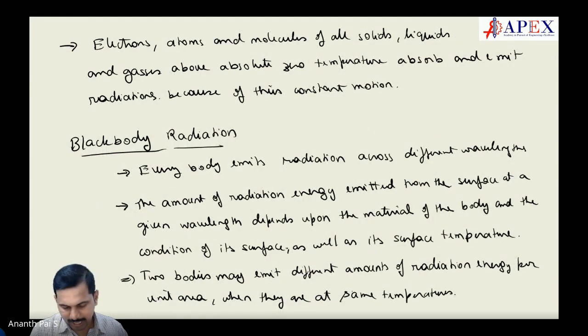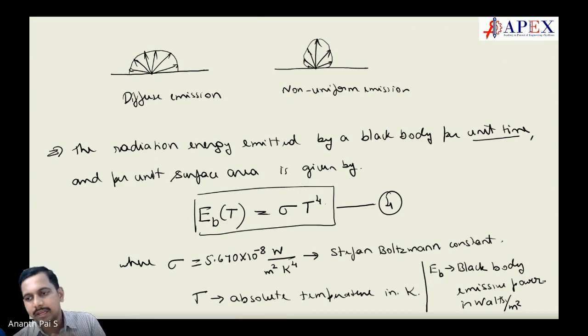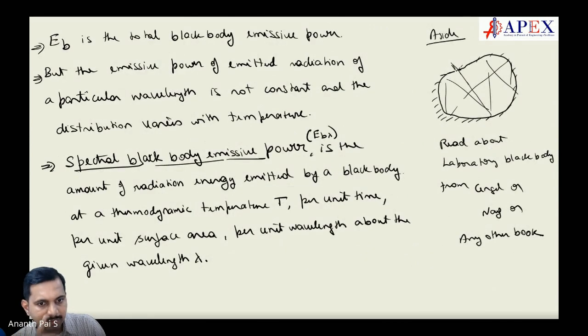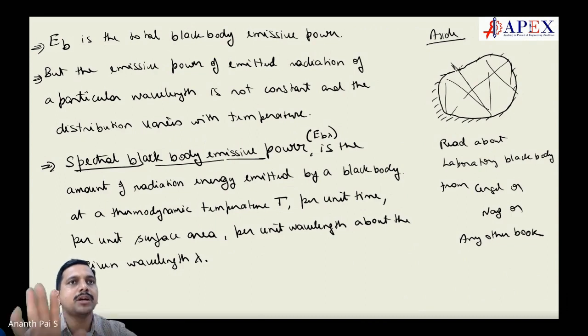And in black body radiation, we have seen a number of things, and then we saw that the total energy radiated is sigma into T power 4. Sigma is the Stefan-Boltzmann constant. Correct? Done. Next, we have to see spectral black body emissive power. Spectral emissive power is the emissive power at that particular wavelength divided by the wavelength. It tells how much energy that particular light is emitting.